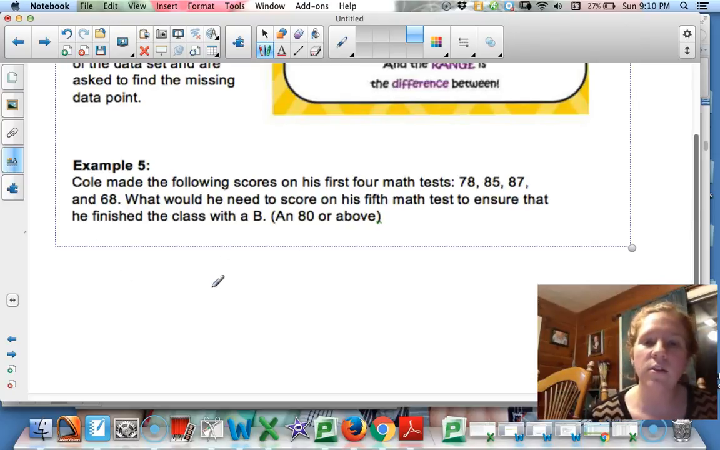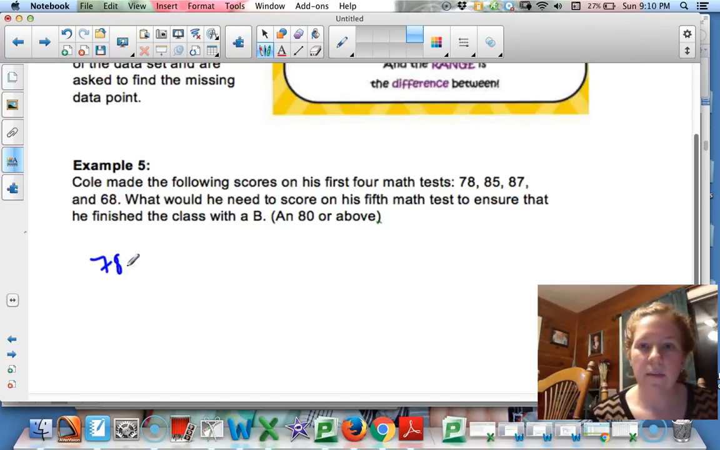Cole made the following scores on his first 4 math tests. Cole did pretty good. Oh, and then he fell apart. He made a 78. He made an 85, an 87, and a 68. And we want to know what his fifth score would be.